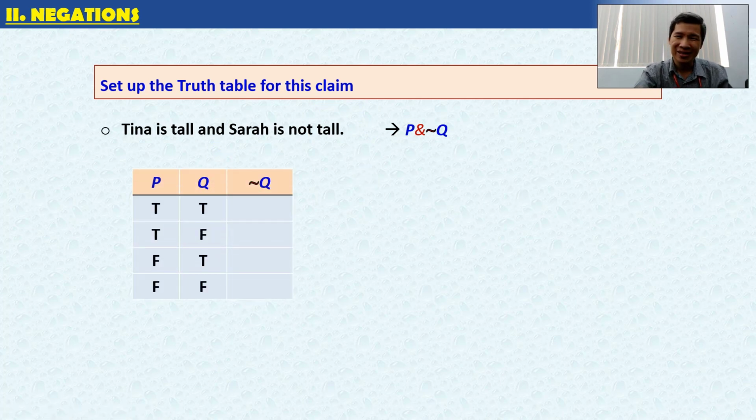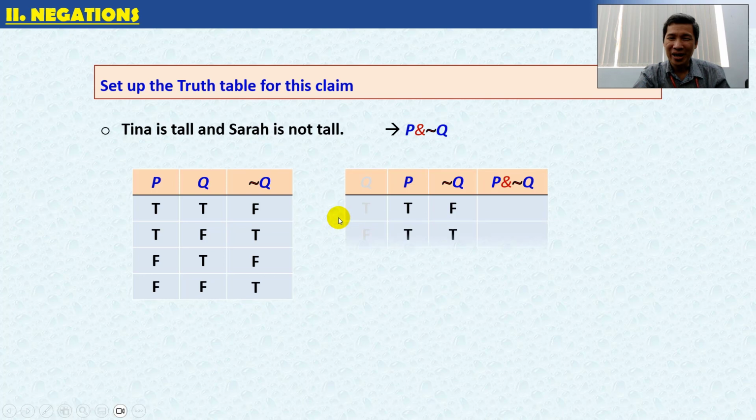Now have a look at this. In order to have the value for P and not Q, this conjunction, we need the value of P. That's very easy. P: true, true, false, false. To have not Q, we must have Q, right? Then Q: true, false, true, false. Then the negation is going to be false, true, false, true. Looks easy, right?